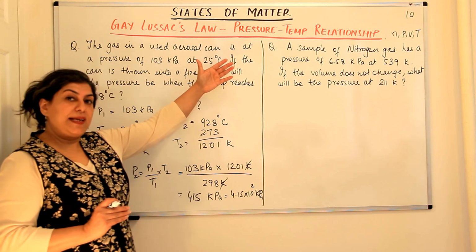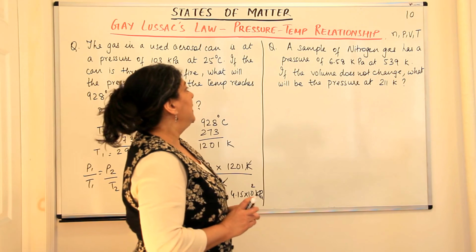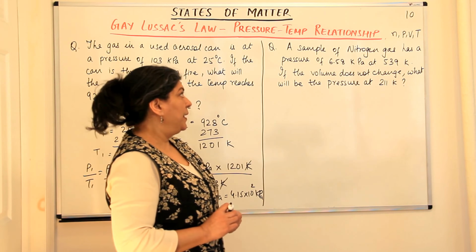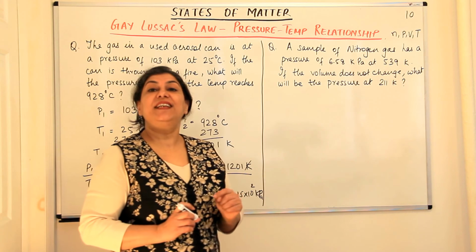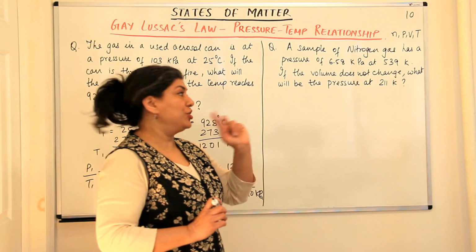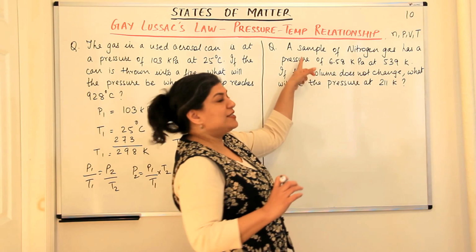Let us move on to the second numerical problem. A sample of nitrogen gas has a pressure of 6.58 kilopascals at 539 Kelvin. The temperature given to us is already in Kelvin, so conversions would not be required. If the volume does not change, volume is fixed.